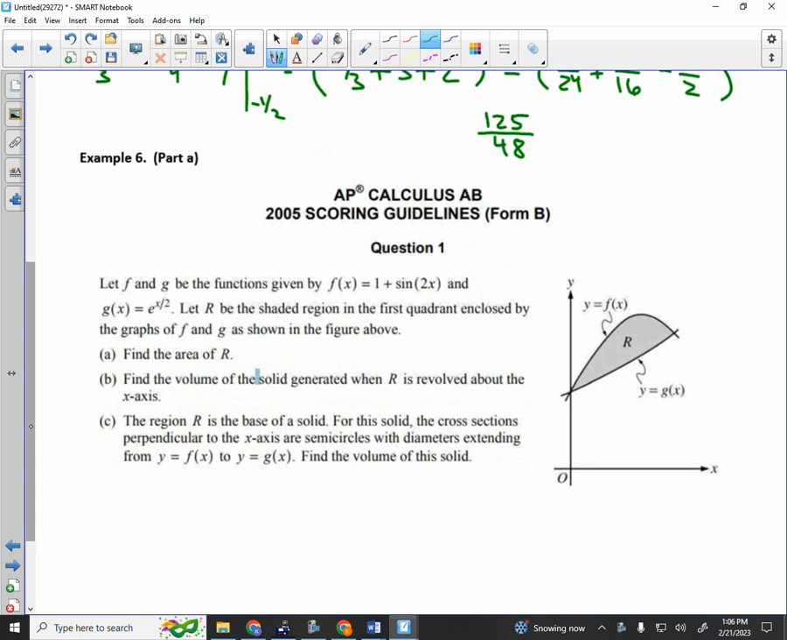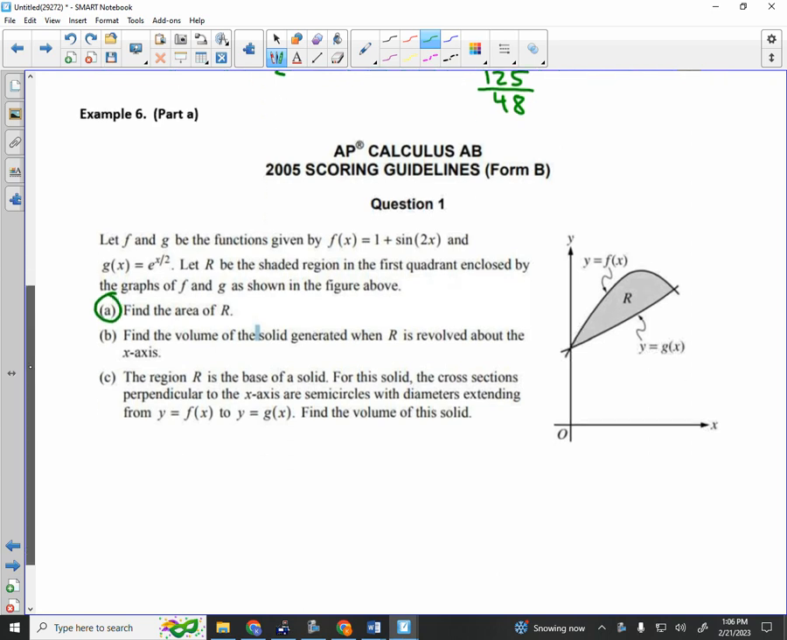Okay, take out your calculator. It's our last part for today. And we are only going to look at part A. We're only going to look at part A.